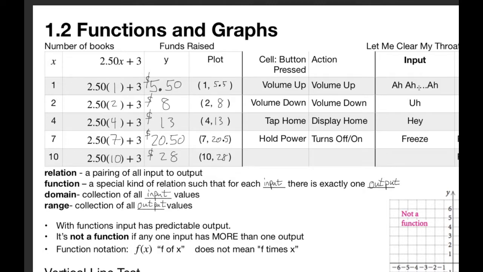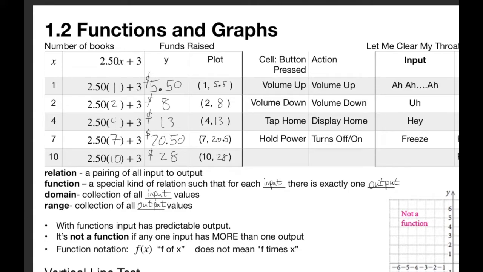Up until the freeze, it is a function. Every input has exactly one output. But as soon as you allow for one input to have multiple outputs, then it's not a special function, it's just an ordinary relation. Functions are a special kind of relation.